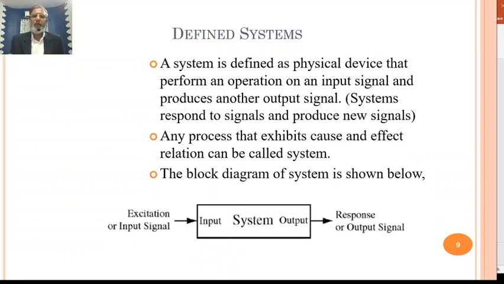Now the block diagram for the system is shown here. Here the input signal is also called the excitation given to the system, and the output signal is called the response obtained from the system. If we take the example of the amplifier, the input is the weak signal and the output is the amplified signal. Means here the operation performed on the input signal is the amplification.